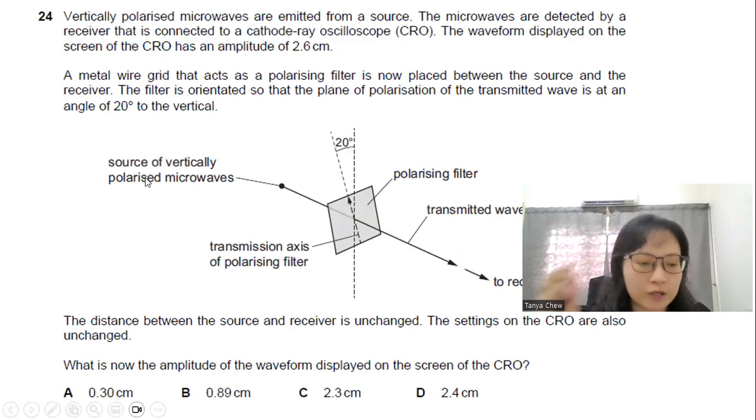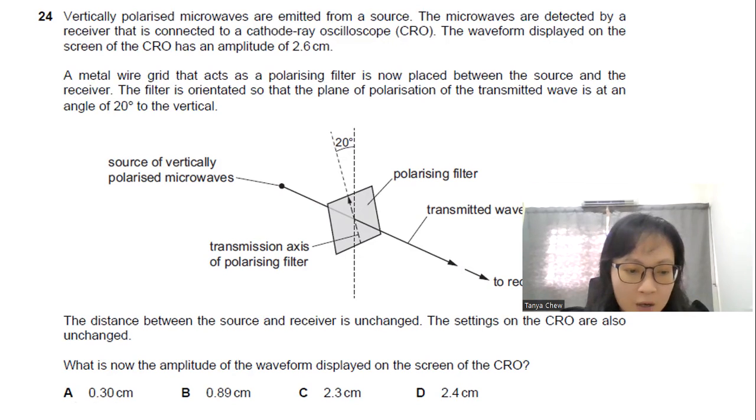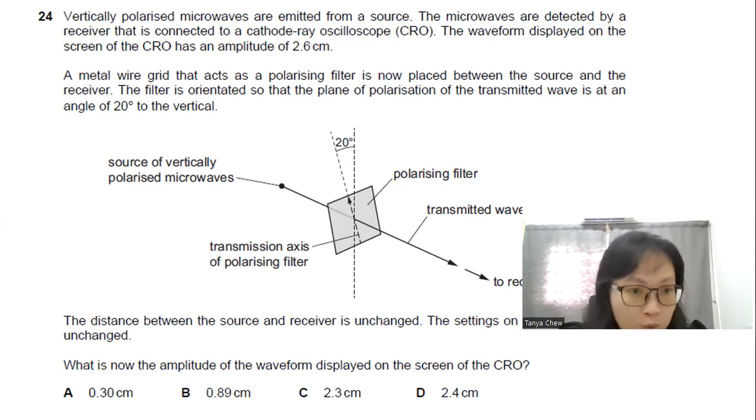Question number 24, vertically polarized microwaves are emitted from a source. The microwaves are detected by a receiver that is connected to a cathode ray oscilloscope, CRO. The waveform displayed on the screen of the CRO has an amplitude of 2.6 cm. A metal wire grid that acts as a polarizing filter is now placed between the source and the receiver. The filter is orientated so that the plane of polarization of the transmitted wave is at an angle of 20 degrees to the vertical. The distance between the source and the receiver is unchanged. The settings on the CRO are also unchanged. What is now the amplitude of the waveform displayed on the screen of the CRO?